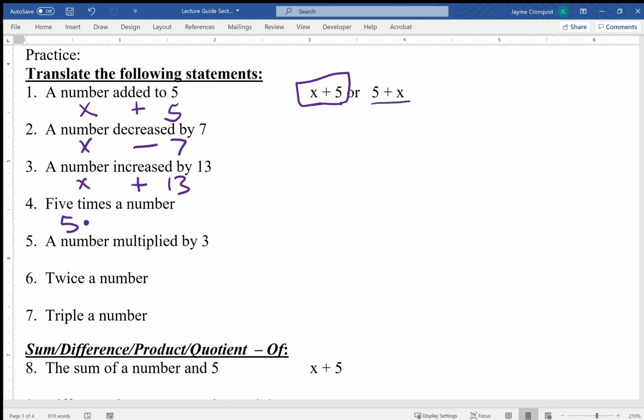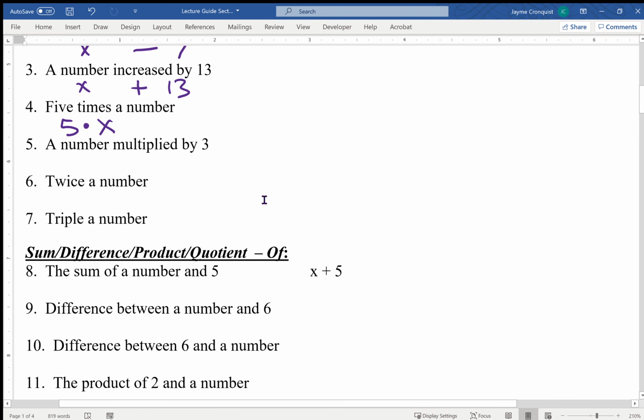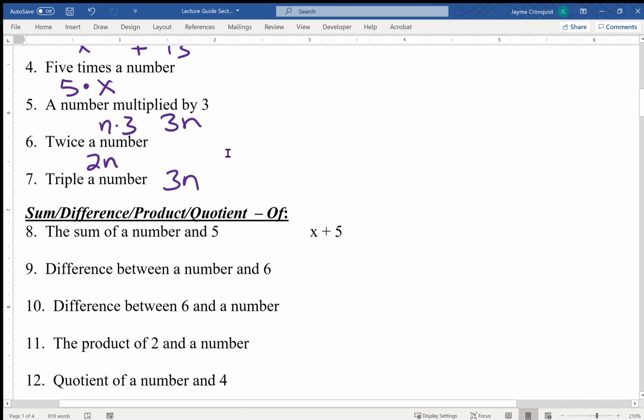5 times a number. Obviously, a number is my variable. You can do whatever you want. A number multiplied by 3. n times 3 is fine. You can also write 3n. Either one would be fine. Twice a number, 2n. Triple a number, 3n. Same thing, 3 times your variable. All right.